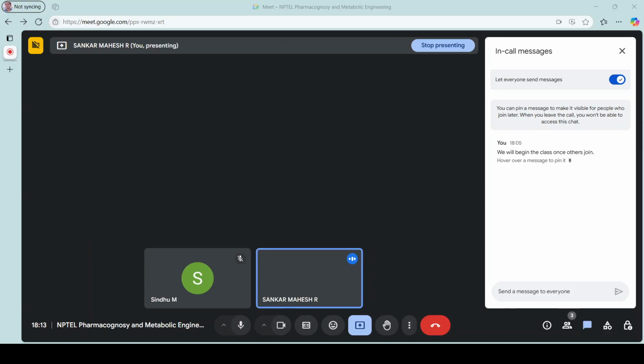So, in today's class, we'll look at the sample questions for week 9 of the NPTEL course, Pharmacognosy and Metabolic Engineering. The first question is: identify the oxygenated derivative of carotene, which is carotenoid, from the options given below. Four options are given here: zeta carotene, alpha carotene, lycopene, and violaxanthin.